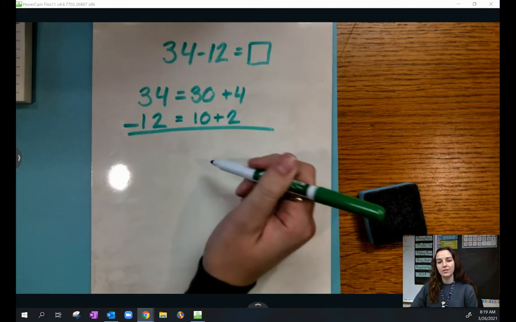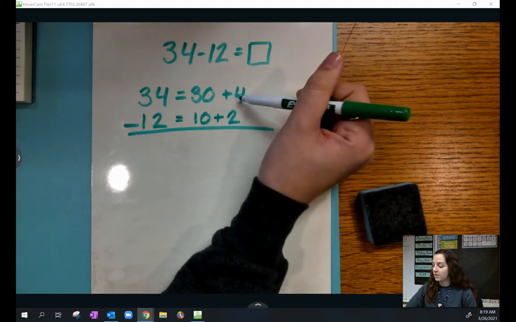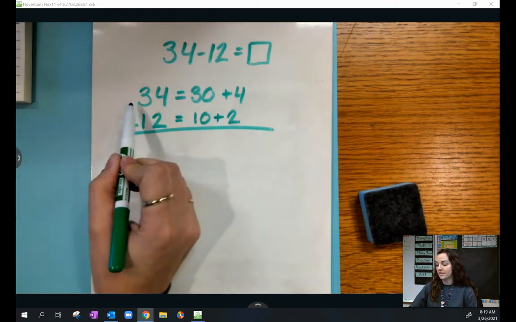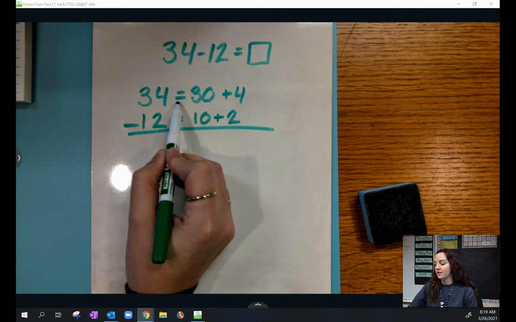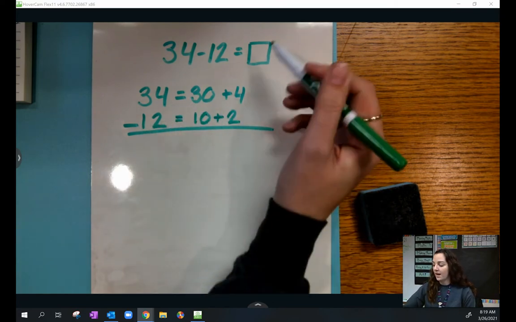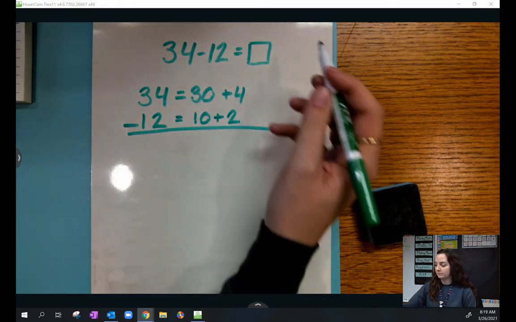So now I have the equation set up. So now I actually get to subtract. It can be a little confusing because there's plus signs here, but the kids need to read it horizontally. So 34 equals 30 plus 4, and 12 equals 10 plus 2. And then they subtract down, which is what this sign over here tells them to do.